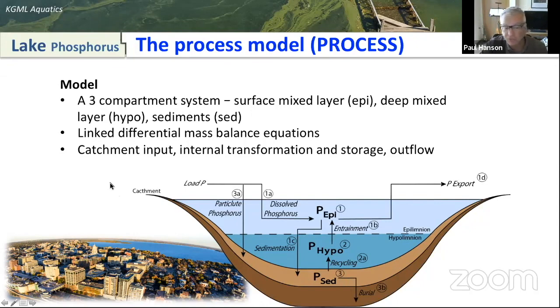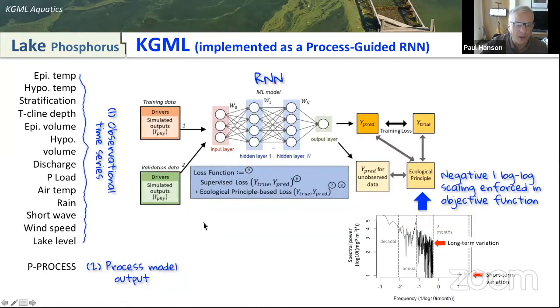So phosphorus comes in from the catchment. It is processed within the lake. Some of it is stored, some of it's recycled, some of it's exported downstream. And our goal is to try to understand those dynamics. So we have a process model, but we also have the machine learning only model. In this case, it's a recurrent neural network. It takes the observational data, all these different time series, runs them through the RNN to make a set of predictions. Pretty straightforward from a machine learning perspective.